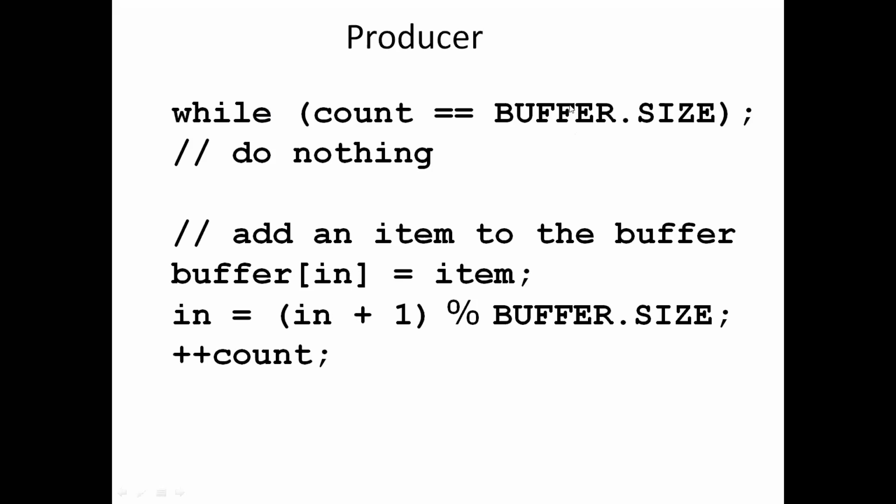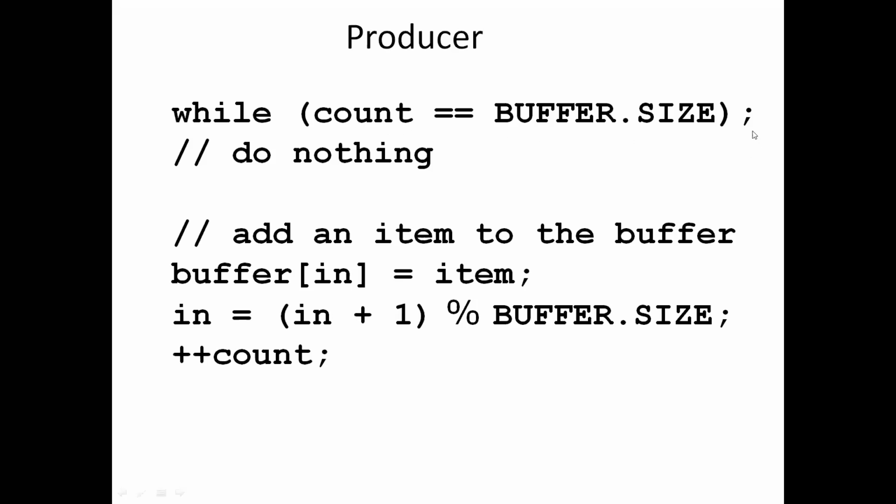That means if this condition is true, control will stay in this statement itself, waiting for an infinite time. The producer should not produce an item when the count is equal to the buffer size. That means the buffer is full, right? If count is equal to 5 and the buffer size is 5, the producer cannot produce an item, because there will be no space to place it in the buffer. So the producer should not produce an item if count is equal to buffer size.